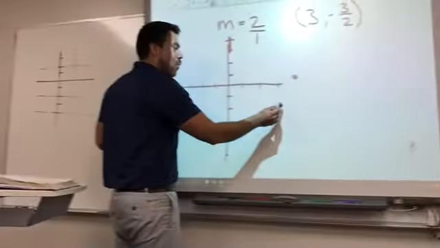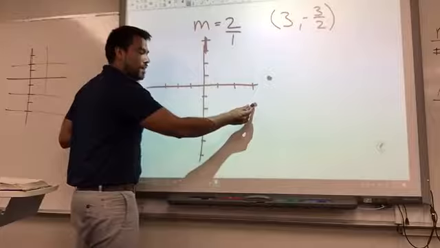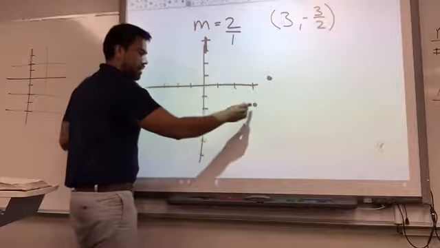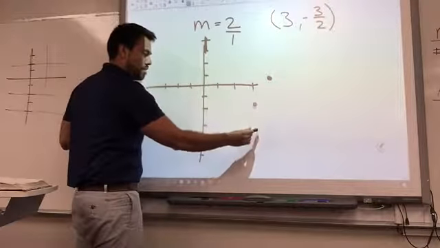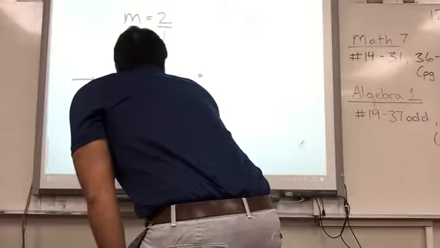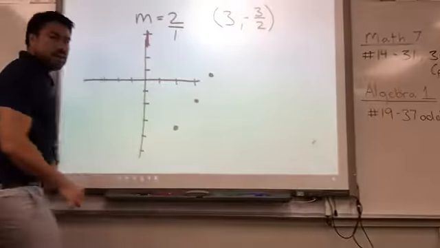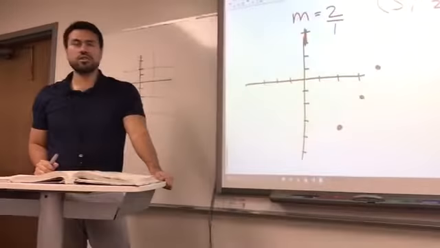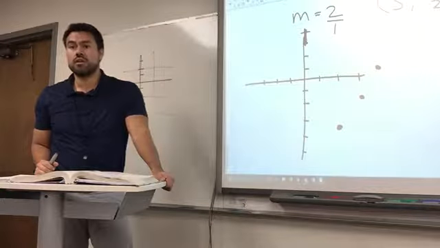But, or you can go, which way? How do I go the other way? Go down 1, 2, and go to the left 1. It's like somewhere right there. You guys see how that works? Just the way it worked before. Yes, sir.